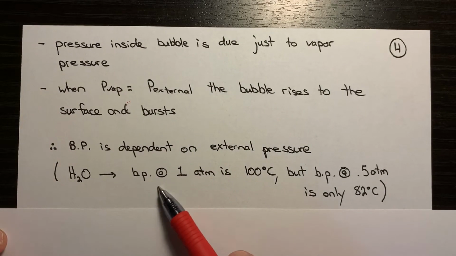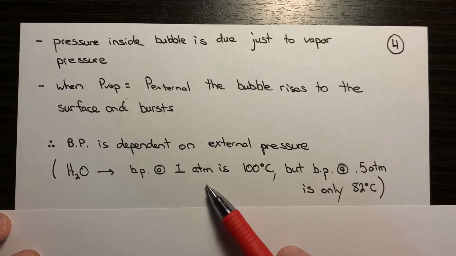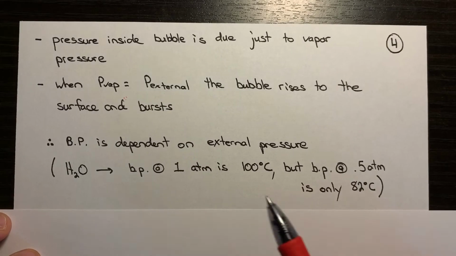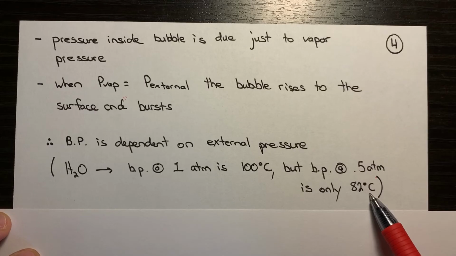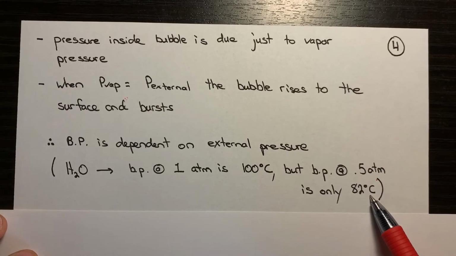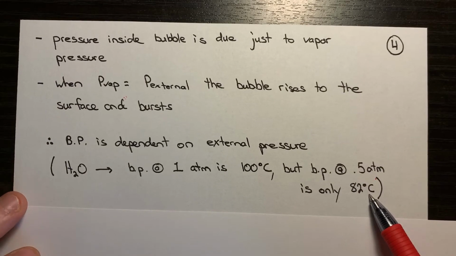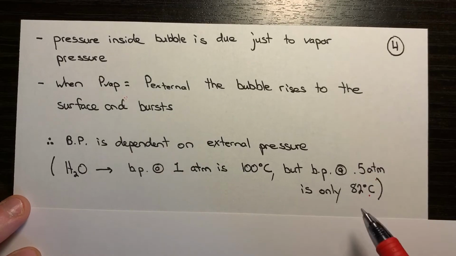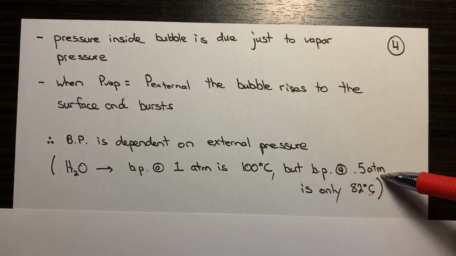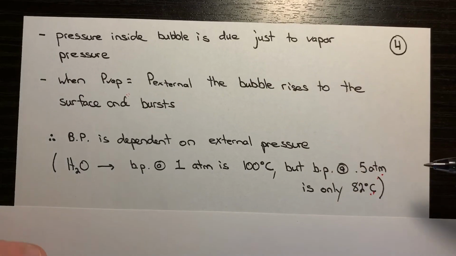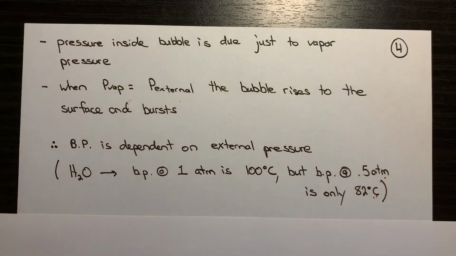So for water, for instance, we know the boiling point is about 100 degrees Celsius at 1 atmosphere. However, the boiling point for water is actually less at, say, 0.5 atmosphere. It's only 82 degrees Celsius. The idea being that at 82 degrees, your vapor pressure for water is going to be 0.5 atmosphere. And that's all you need. Once that vapor pressure matches the external pressure, that's the moment that we shift from just vaporization to boiling.